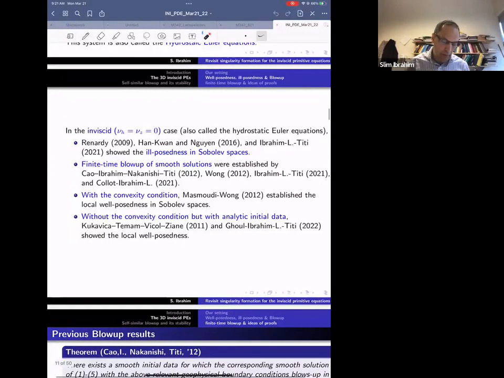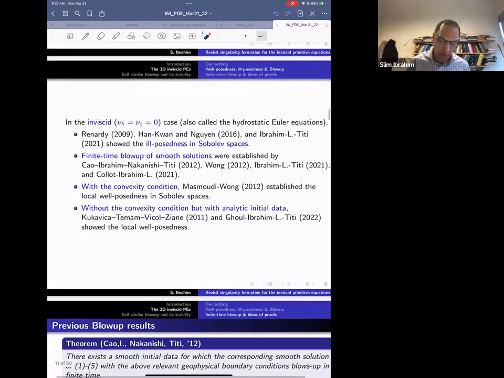Now, this is in terms of instability. In terms of singularity, there are two results that I know. The first one is by myself with Tsao, Nakanishi, and Titi in 2012. The second one is by Wong, 2 weeks after we posted our paper on arXiv. And the most recent one is with Lin and Titi last year, where we added the rotation. So formation of singularity has been shown for the inviscid primitive equations.